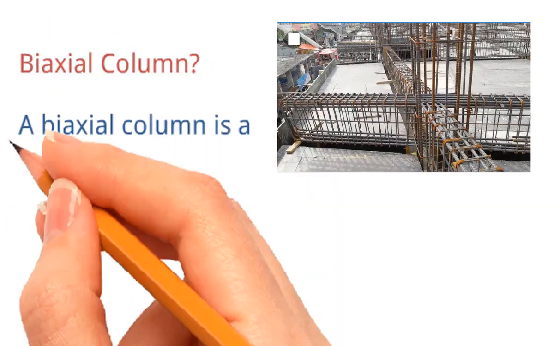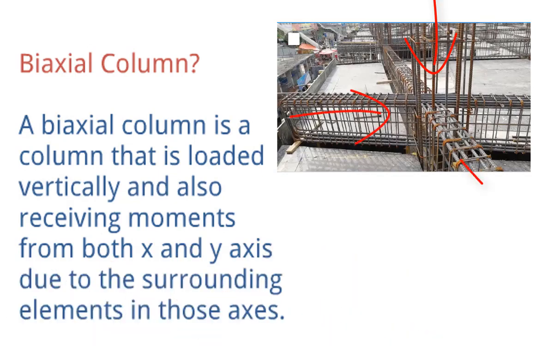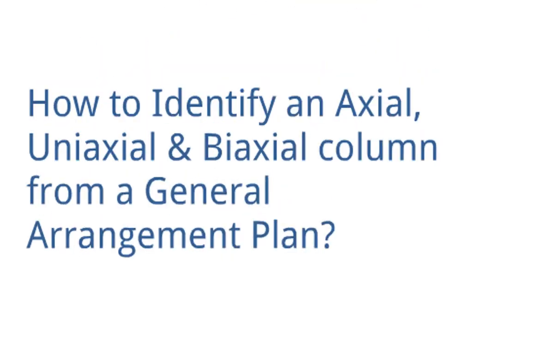If a column is loaded vertically and also receiving moments at both axes due to the surrounding elements it is supporting, we refer to it as a biaxial column. You understand? It is biaxial because it is receiving moment at the two axes. Bi-axis. Bi means two. Now, how do you identify an axial, uniaxial, and biaxial column? Just by looking at the general arrangement plan. There are 5 ways of doing that.